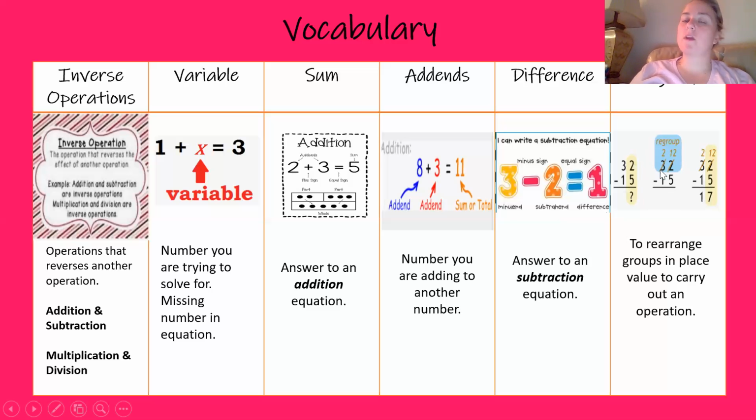So I regrouped and I took 10 from the tens column over here and gave it to the ones, so that now I have 12. Now I can subtract 12, take away 5. But I'm sure all of you know that from last year and previous years.